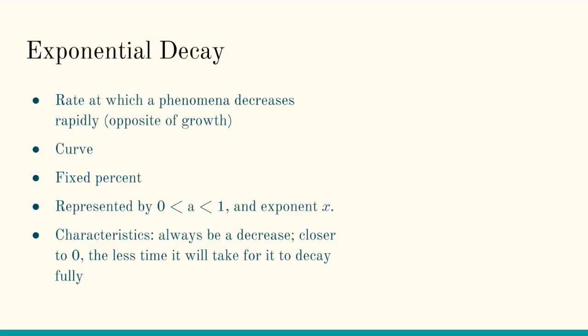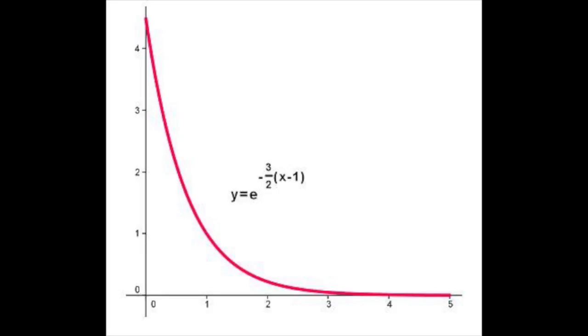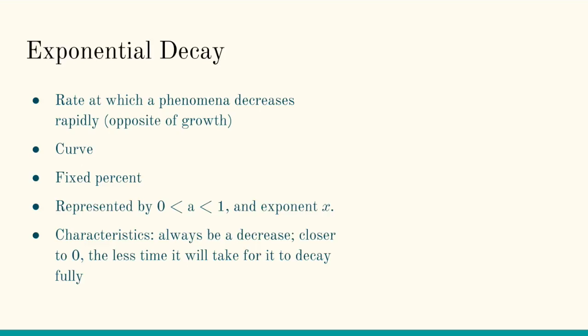On the other hand, exponential decay is the rate at which a phenomenon decreases rapidly, the opposite of growth, and is represented by a values between 0 and 1, with the exponent x. Its main characteristic is that there will always be a decrease. The closer the number is to 0, the less time it will take for it to decay fully.